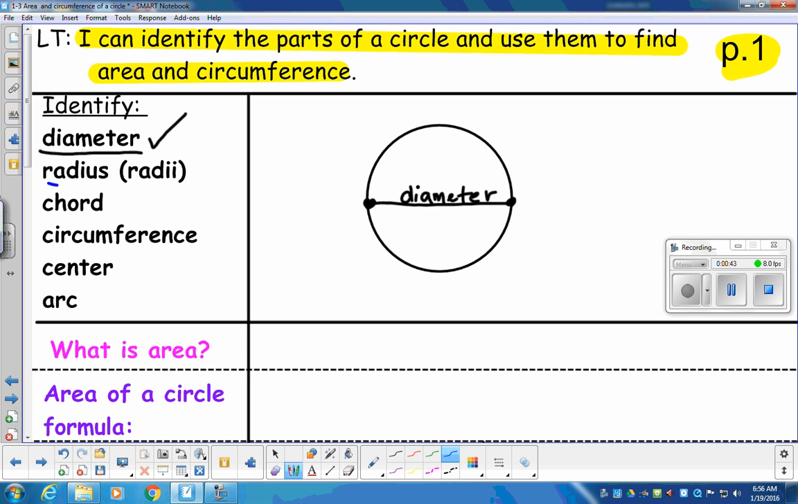Then we talked about the radius. The radius goes from center to rim. So from the center of the circle to what we call the rim, or the outside of the circle, is called the radius. Go ahead and label that radius. It goes from center to rim.